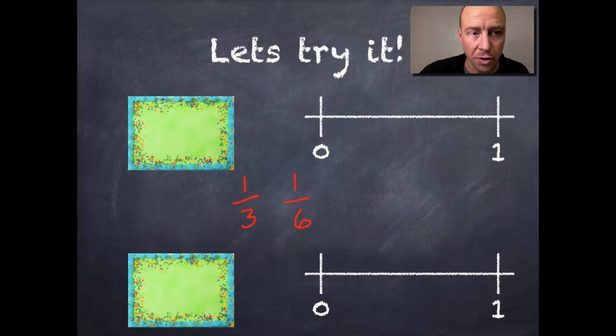Ready? 1/3 goes like this. Remember, we got to cut it into 3 equal pieces. Pretty close to equal, close enough for me. And we're going to eat one of them. So let's pretend like we eat this 1/3 over here. All right, this is the piece that we eat.